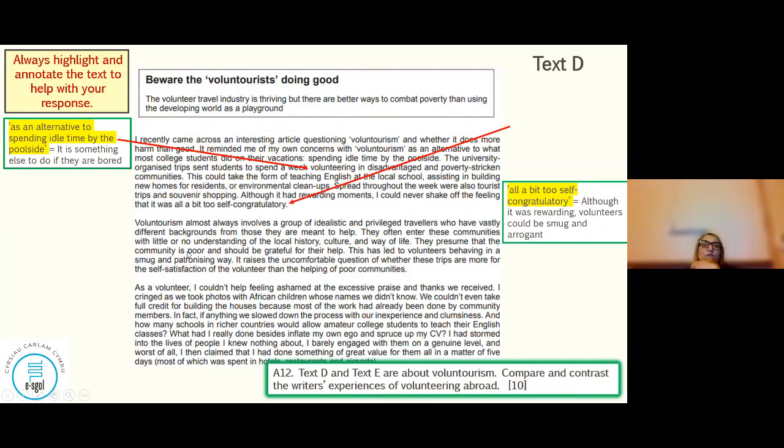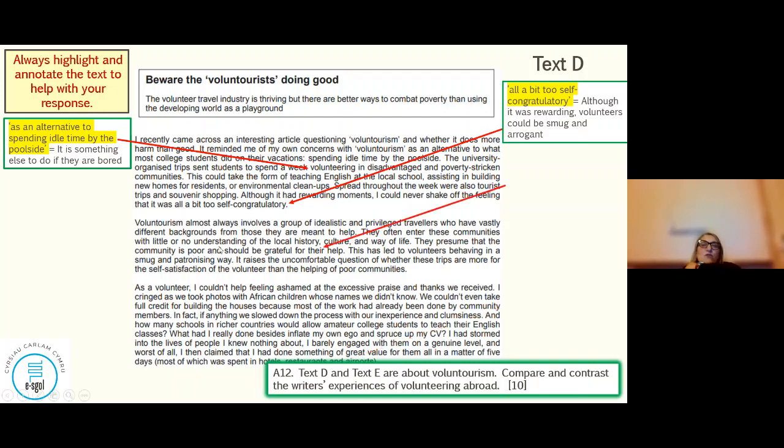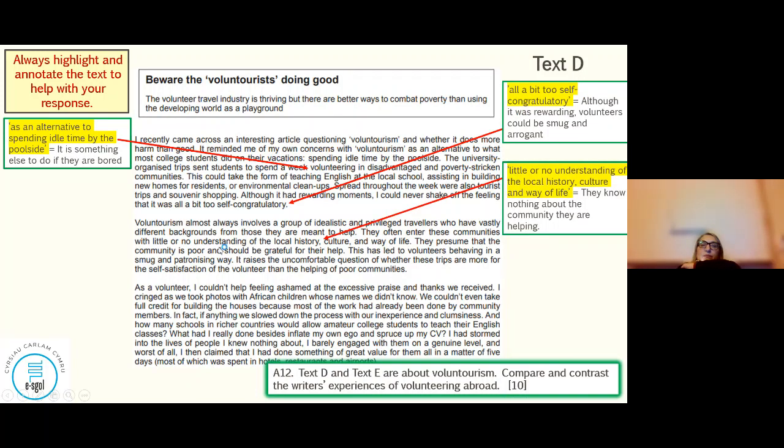So we've got lots of different points here. Again, I'm not going to go through them all. So we're thinking about how it relates to the question. So we're thinking about the writer's experiences of volunteering abroad. So for this one, little or no understanding of the local history, culture and way of life. They know nothing about the community they're helping. So that's the experience that the writer gets.